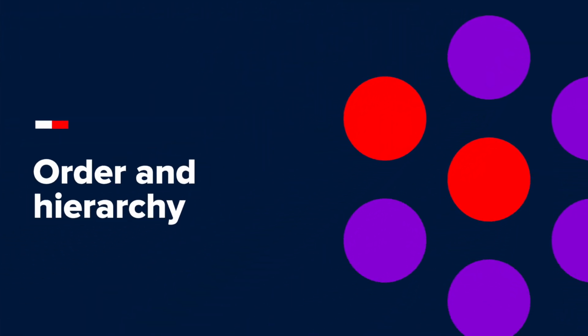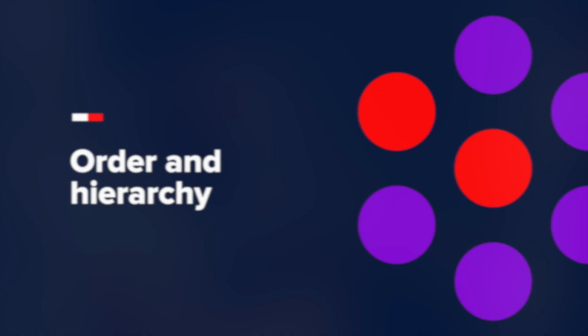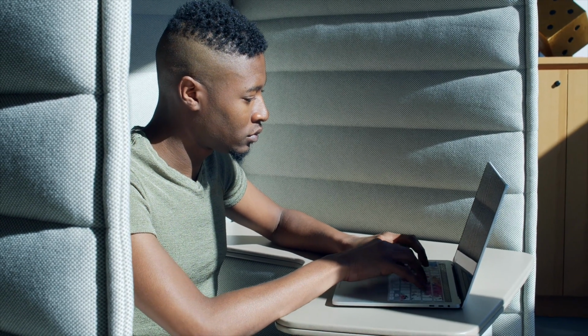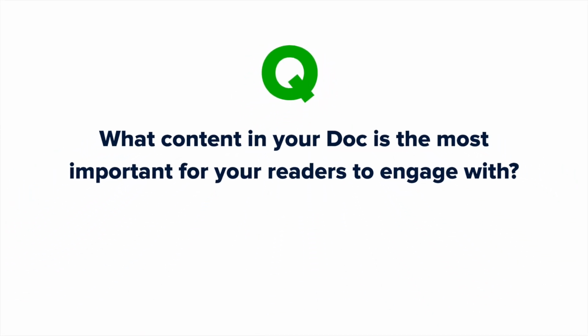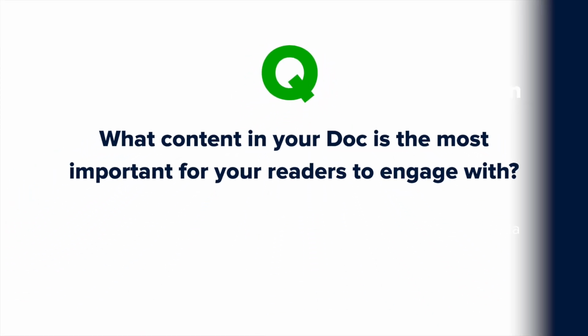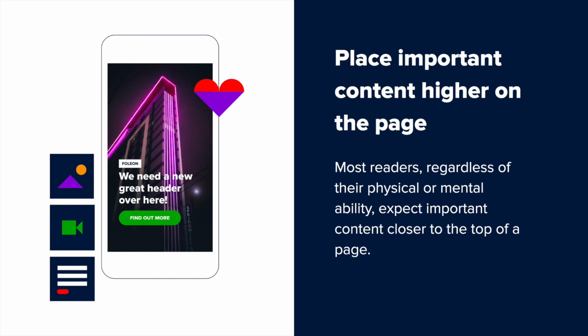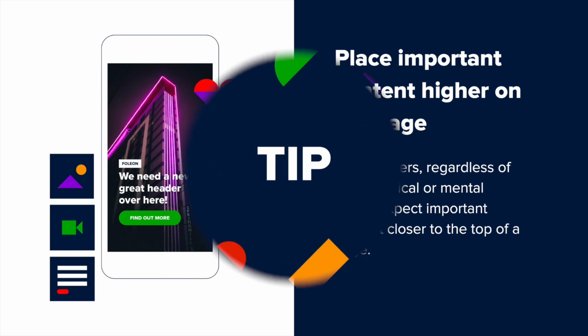An important part of the design process is to consider how we want the reader to interact with your Foleon Doc. What content in your doc is most important for your readers to engage with? Place important links and interactive elements higher up on your pages. This is a good practice because most readers, regardless of their physical or mental ability, expect important content closer to the top of the page.